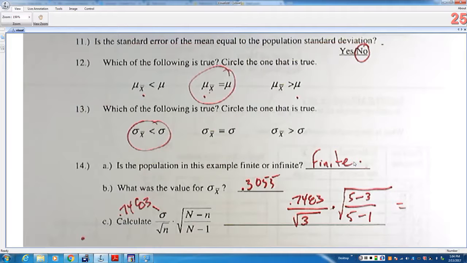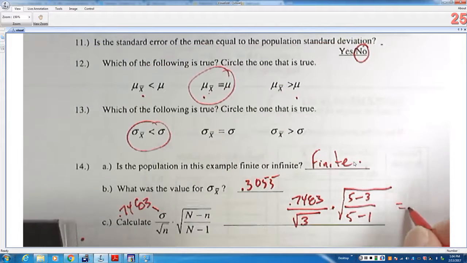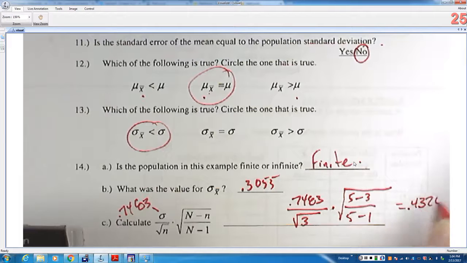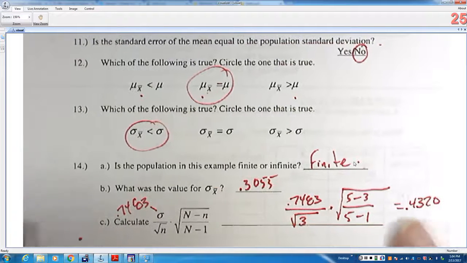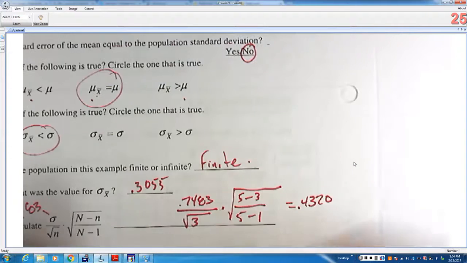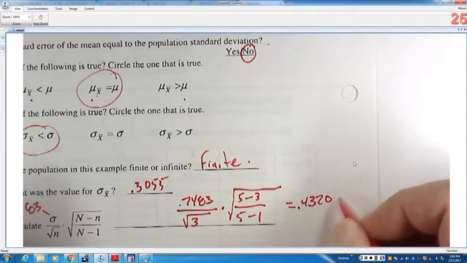Okay, so now what does that give you? Let's calculate it. So we have 0.7483 divided by the square root of 3. Okay, so it's going to give me 0.4320. And then this one, 5 minus 3 is 2.